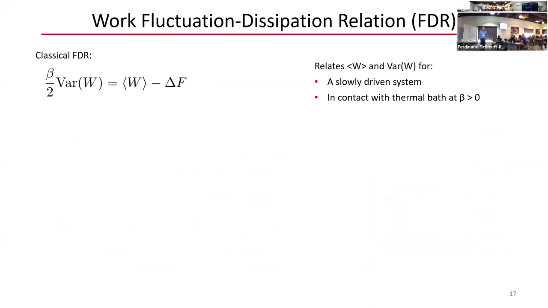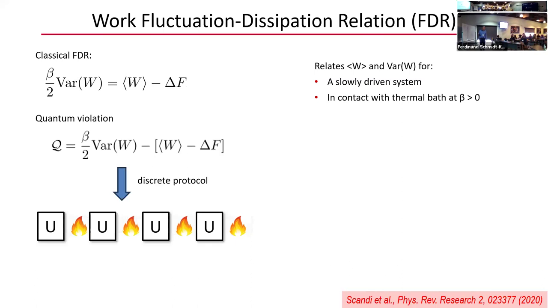So that is the classical fluctuation dissipation relation. It relates the average work to the variation of this. Okay, so you relate the width of this distribution to the size of it. And you want to have a slowly driven system in contact with the thermal bath. And there comes up this quantum violation to this, or the quantum addition. I don't know whether I want to write violation, but there's something quantum in it.